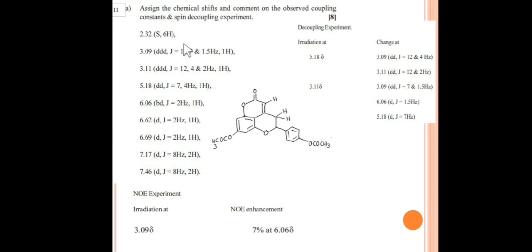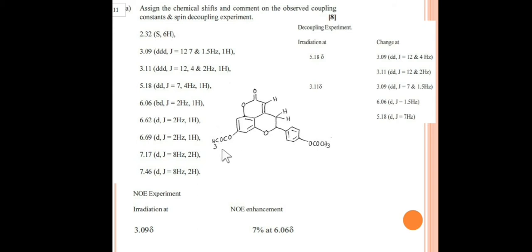Okay, so many signals, so many decoupling experiments, and also there is a nuclear Overhauser enhancement given. So the problem is: assign the chemical shifts and comment on the observed coupling constants and the spin decoupling experiment. Now there is no OH or exchangeable proton in the molecule. So how can we begin?